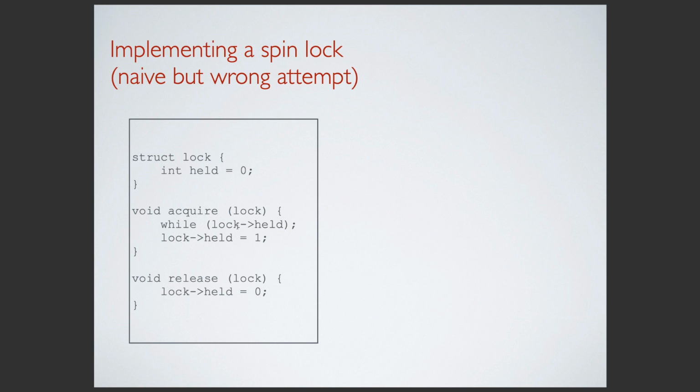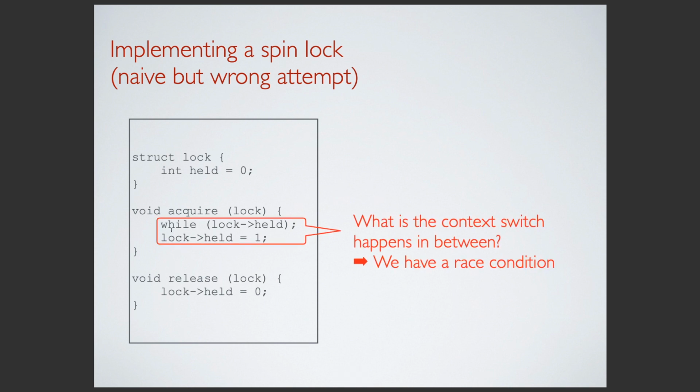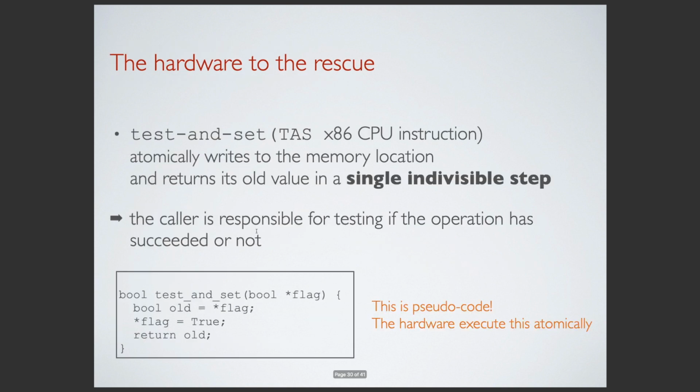So this looks like it works, right? But no. Why? Because here you assume that this is atomic. It's not. These instructions are not atomic, meaning there can be a context switch in the middle. Again, you have a race condition. Wait a second. We have a race condition in something that we want to use to solve the race condition problem. We have a chicken and egg problem here. It doesn't work, so this is not really how it's going to be implemented.